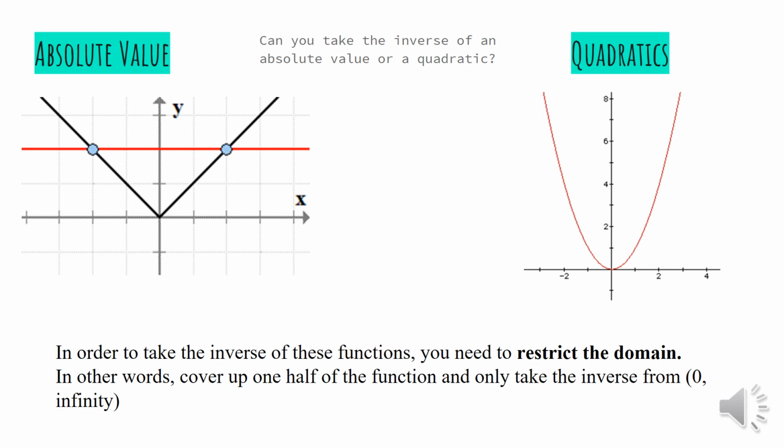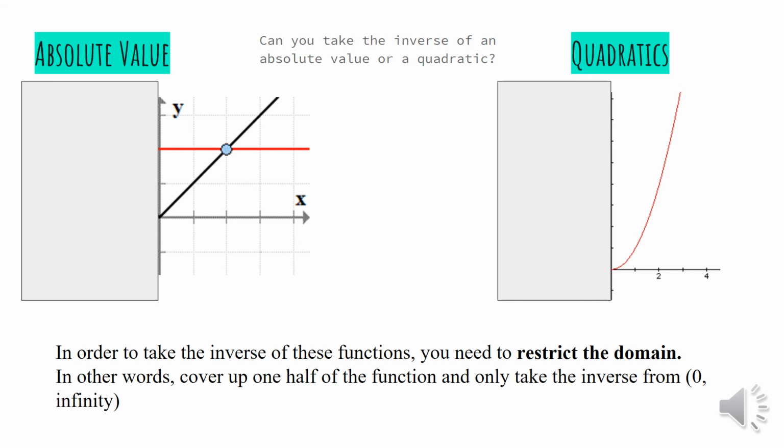Can we take the inverse of an absolute value or a quadratic? If I do the horizontal line test, it crosses more than once. So how can we have the square root, which is the inverse of x squared, how can we make that possible? Remember that the square root function looked like just one part of a quadratic. It didn't look like a U on its side, it just looked like half of a U on its side. So in order to take the inverse of these functions, we need to restrict the domain. In other words, we need to cover up half of the function and only take the inverse from 0 to infinity. That allows us to have inverse functions.